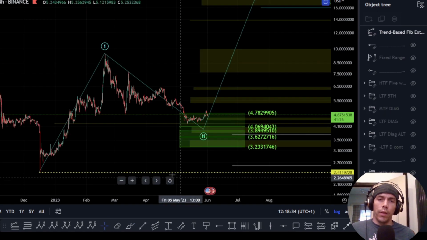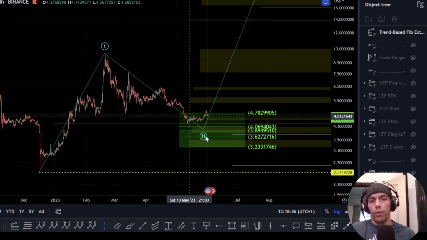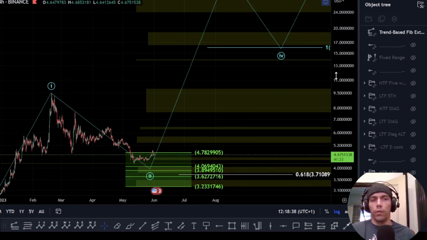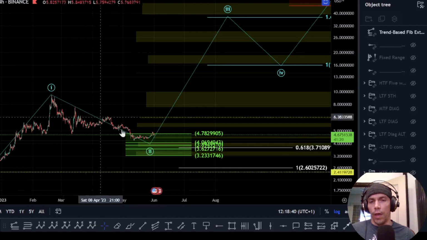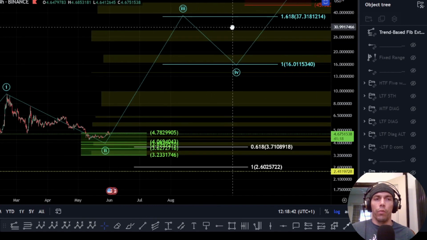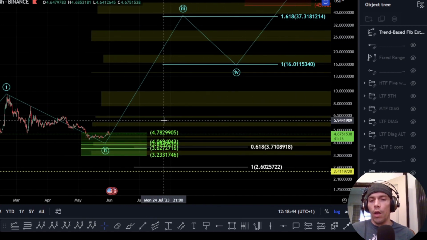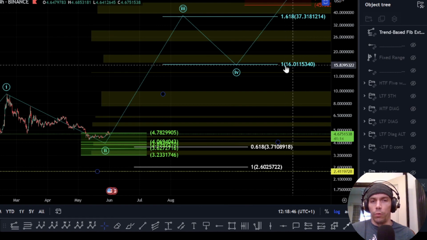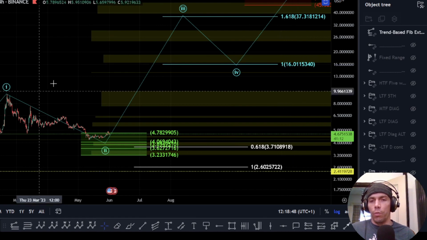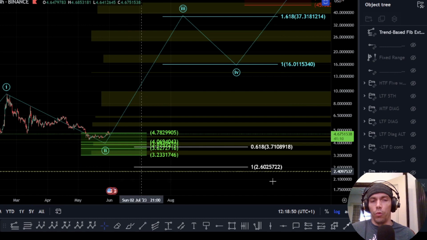Okay, so if we were looking at this as potentially having a low point in here and looking to break to the upside, we'd be looking at this option here, where we'd be looking at this as either 1, 2, 3 if we get a move up towards this 37.31, or ABC if we get a move up towards this $16 region. So I would be keeping an eye on this support box here.